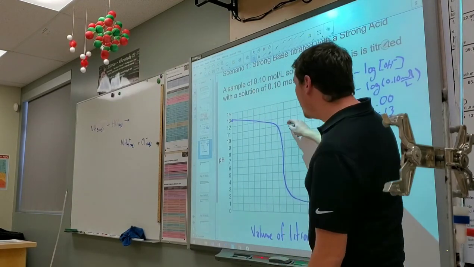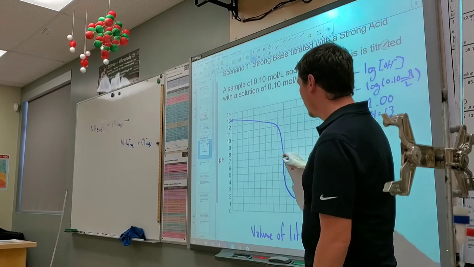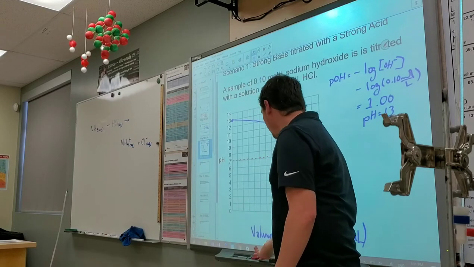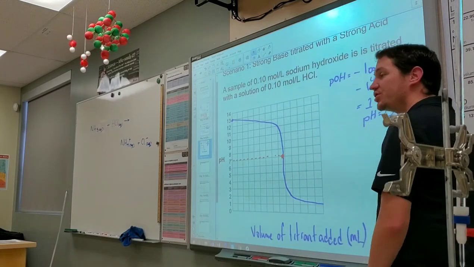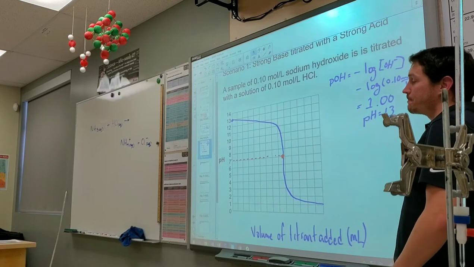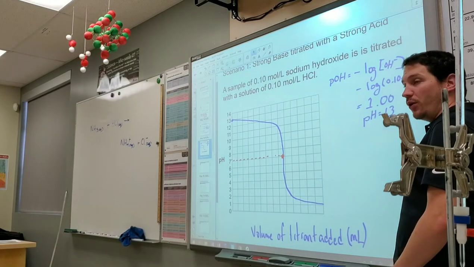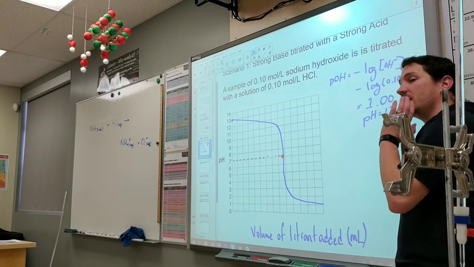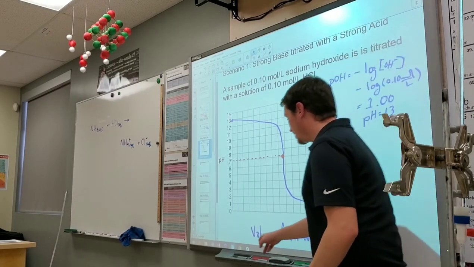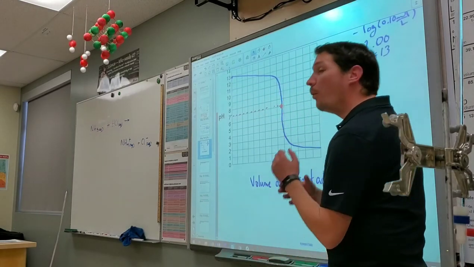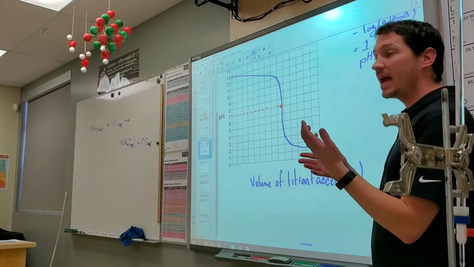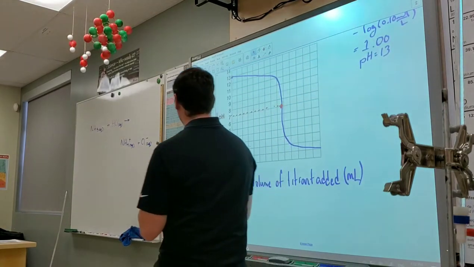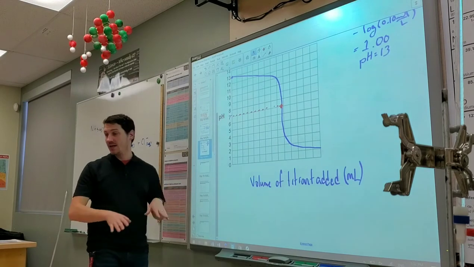When I draw my graph, the middle of the sharp decline should be right at 7. Now, the reason why I know this sharp decline is going to be at 7 is because let's try and figure out what things we get when we react hydrochloric acid and sodium hydroxide together. I'm going to move on to the next slide.